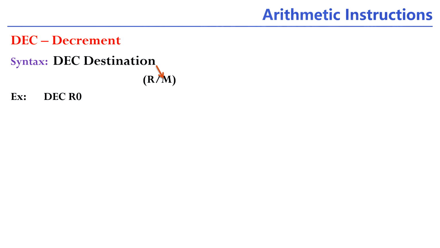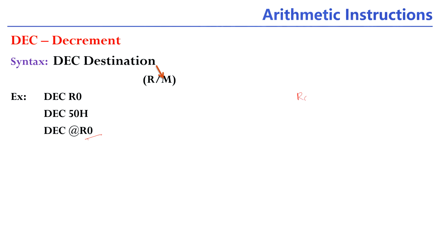Then DEC, decrement. Decrement destination, where the destination is register or memory. Here decrement R0, decrement 50, and decrement @R. Here, suppose for example, let us consider the last example, this one.